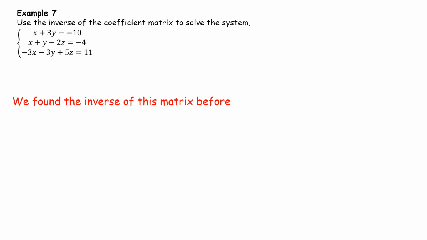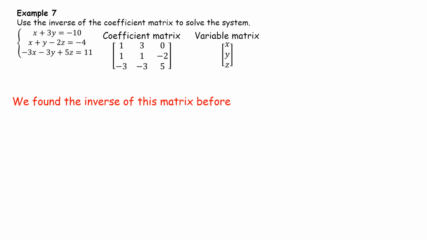Okay, so we're going to use the inverse of the coefficient matrix to solve this system of equations. We already found the inverse of this matrix in an earlier example, so I'm not going to do the whole thing again. But if we look at this system of equations, the coefficient matrix is 1, 3, 0, because there's no z in that first equation, 1, 1, -2, and -3, -3, 5. The variable matrix is x, y, z. Those are our variables. And the constants are -10, -4, and 11.